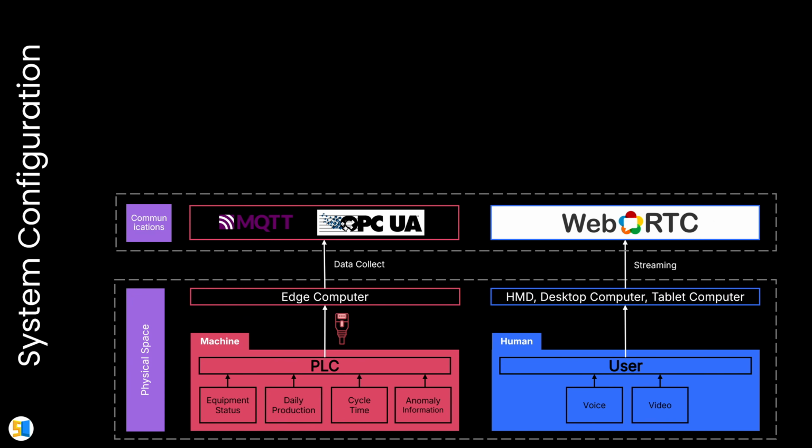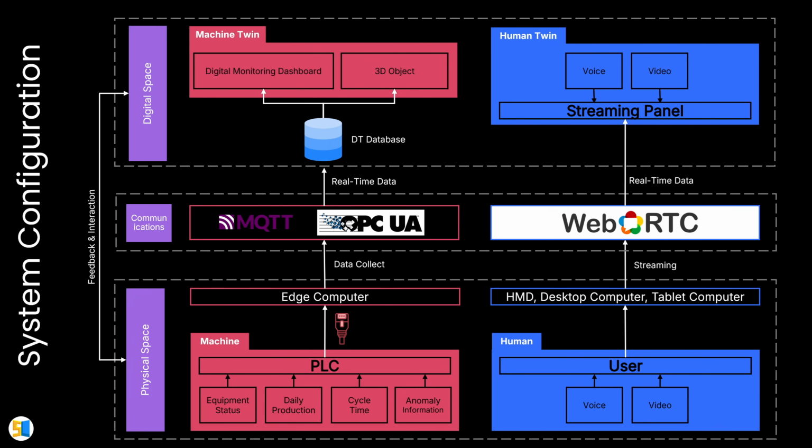And then we have the communications layer. The communications layer links the physical and digital spaces for data transmission. This layer manages the real-time transmission and processing of data from the physical factory to a centralized database via OPC UA and MQTT protocols. The WebRTC protocol is also utilized for real-time voice and video streaming.